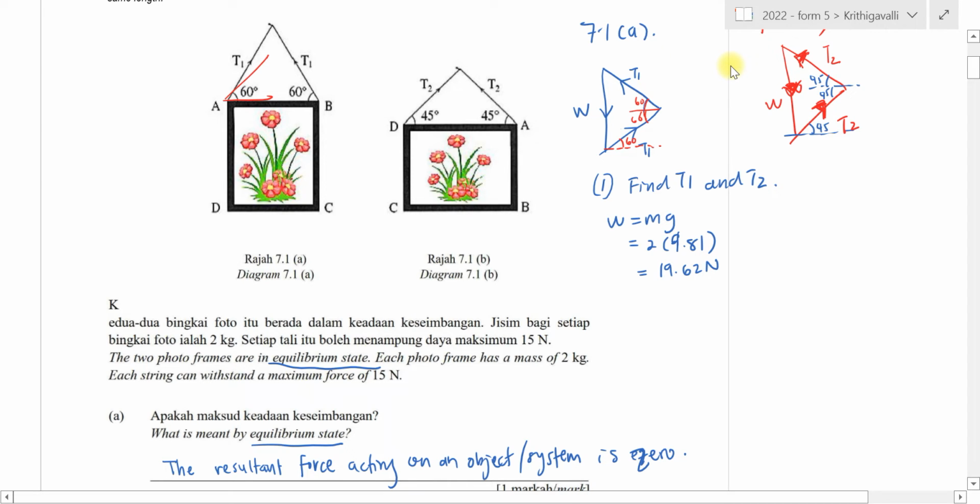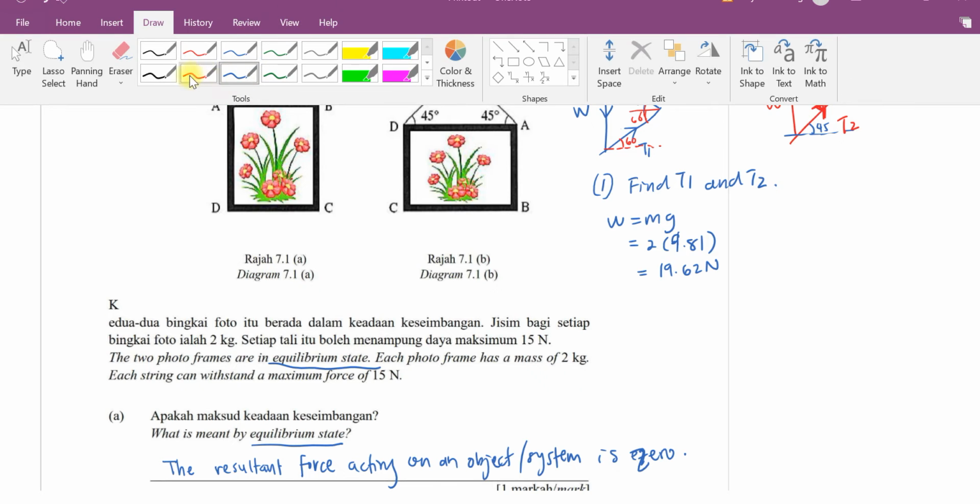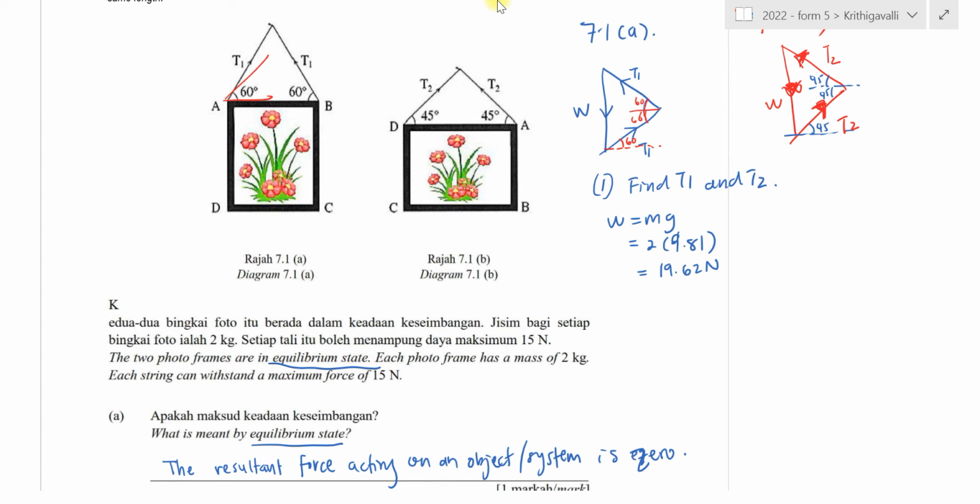19.62 Newton. Okay, so how to find the T1? Let's look at here. This is an equilibrium state, so we can split T1 into two because this is an isosceles triangle. So this T1 up to here is half W. T1 sine 60, and then this T1 sine 60 will form the W, right?